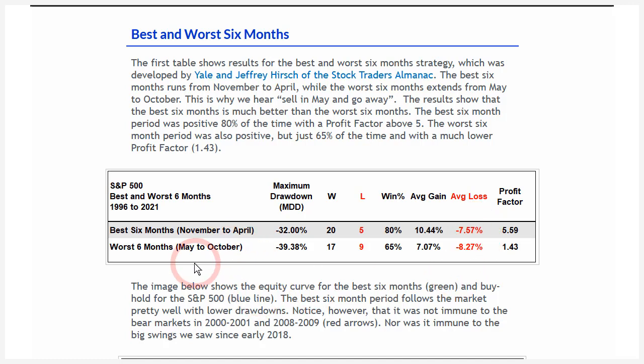So anyhow, if you look at the worst 6 months, drawdown gets up to 40%. Wins, losses, 65% win rate. It's less, but it's still a win rate that's positive. But your average loss is bigger, and your profit factor is 1.43. So clearly there's an edge from November to April relative to May to October.